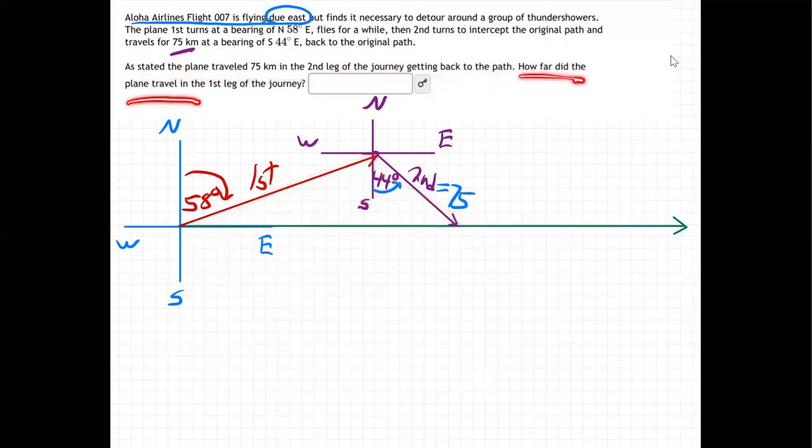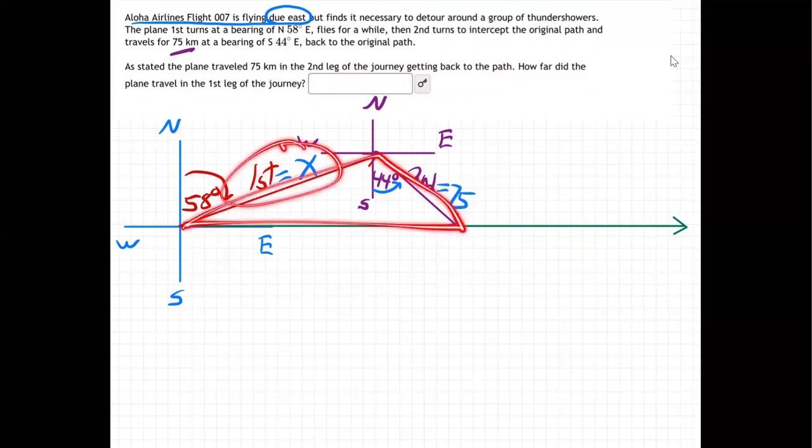How far did the plane travel in the first leg of the journey? So they want to know, what is this? Let's call this X. They want to know how far did it go in the first leg of the journey? The second leg was 75 miles. So we got to find this side right here. How long is this side? So we have a triangle. Clearly we have a triangle. We need to find X, this side of the triangle. So what do we do when we need to find a side of a triangle?